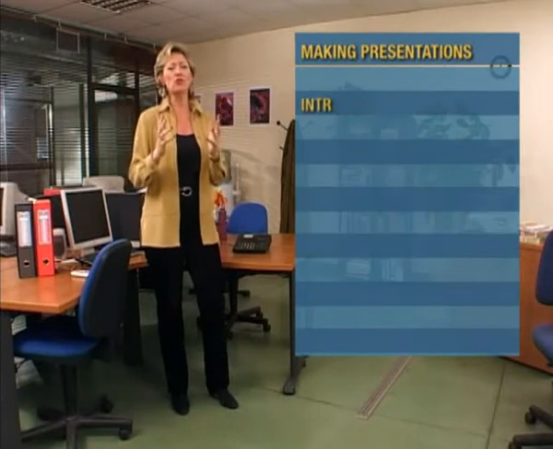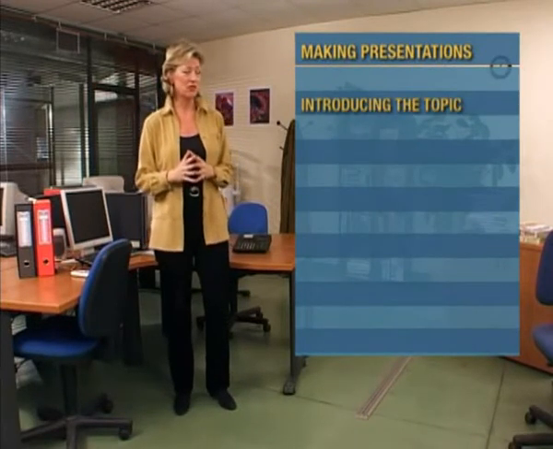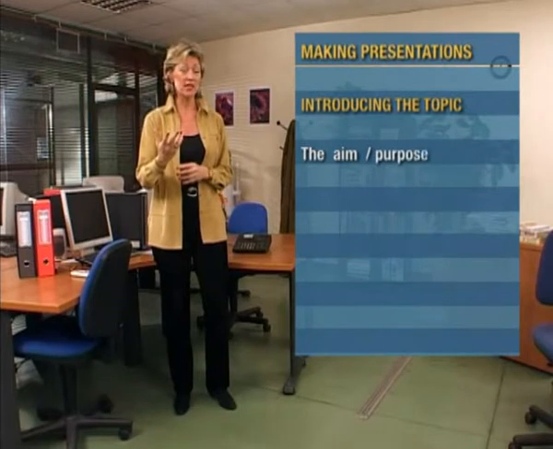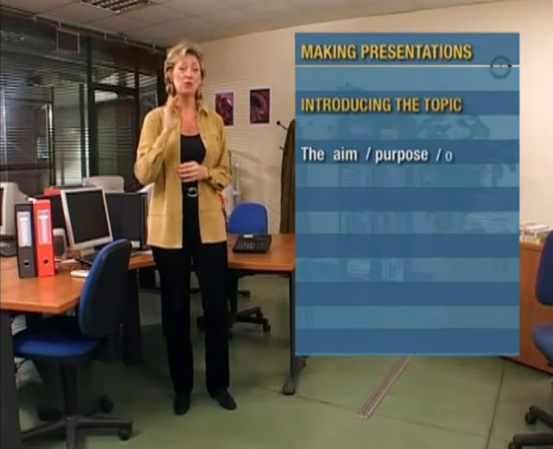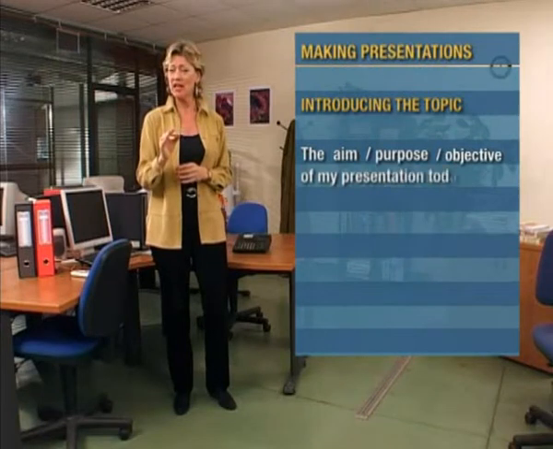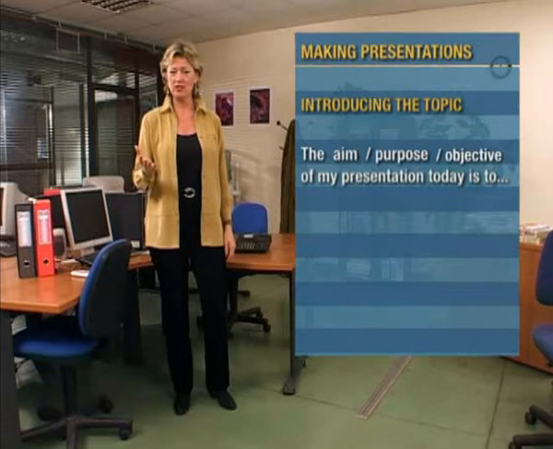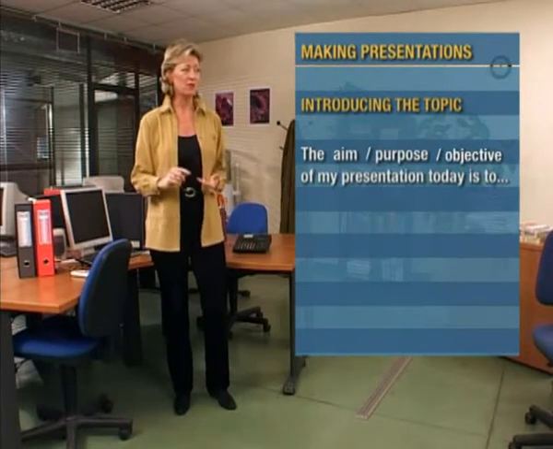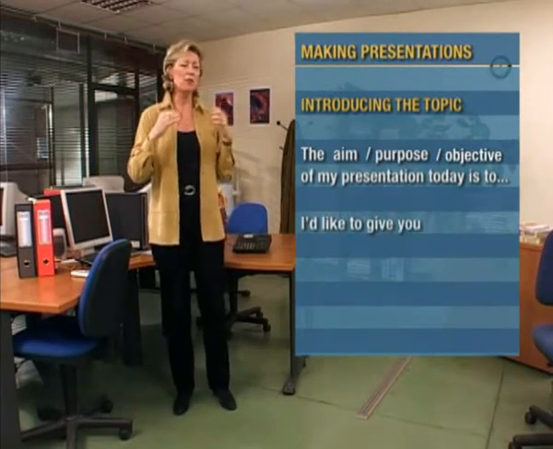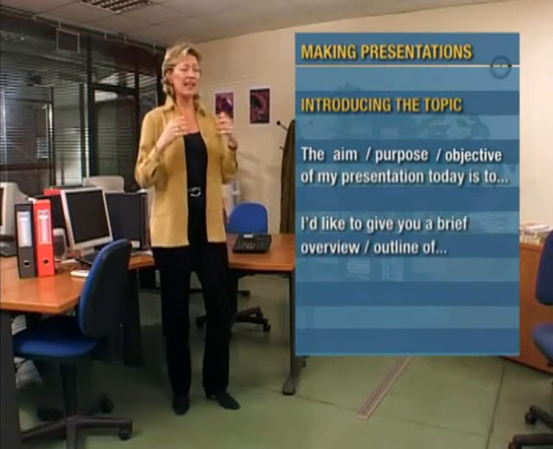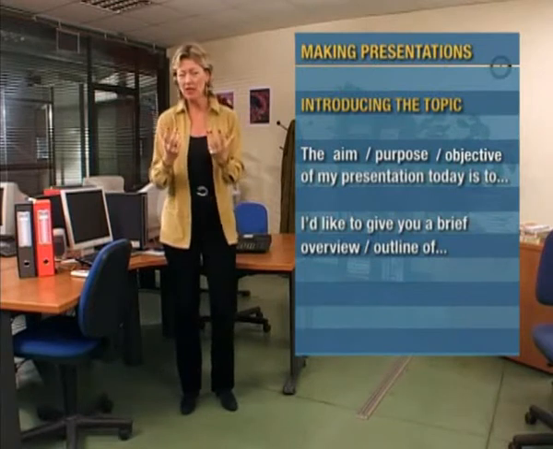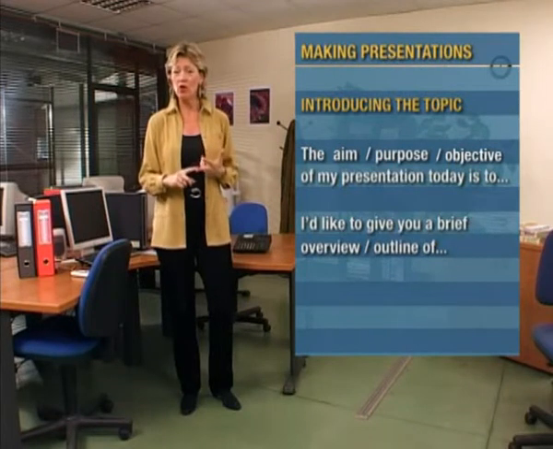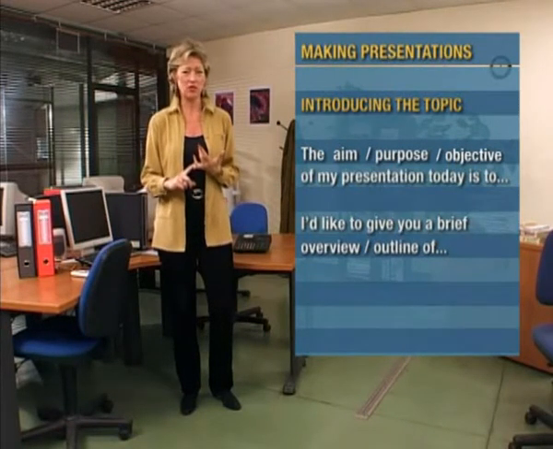Then you need to introduce the topic of your presentation. So you could say, the aim or the purpose, watch the pronunciation, the aim or the purpose or the objective of my presentation today is to talk about the marketing strategy. So 3 words, aim, objective, or purpose. Good. You could also say, for example, I'd like to give you a brief overview or an outline. Now that's quite similar to summary. It means a general picture. So I'd like to give you an overview or an outline of our marketing strategy.